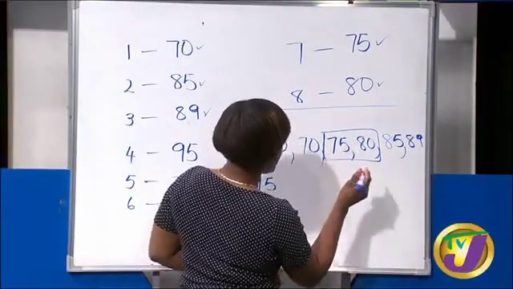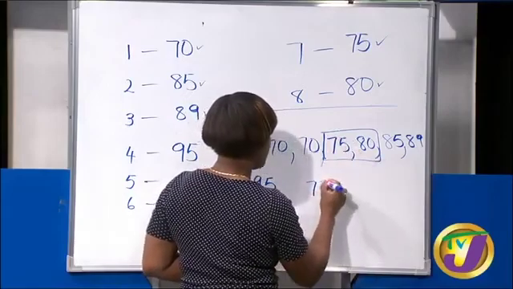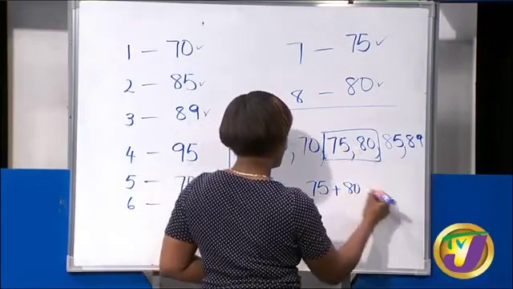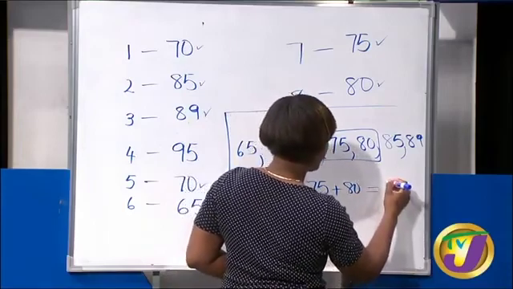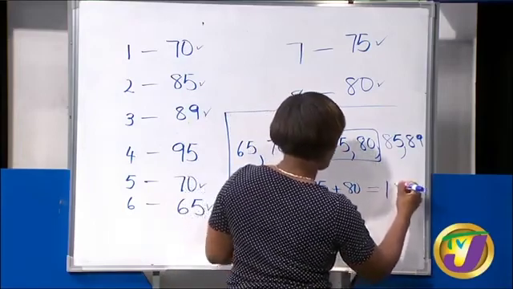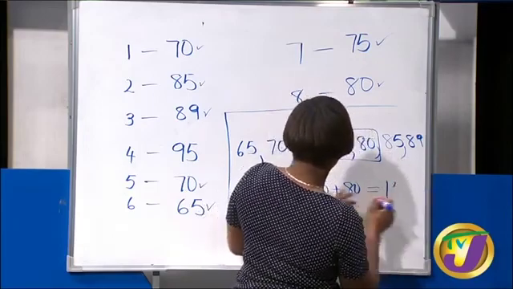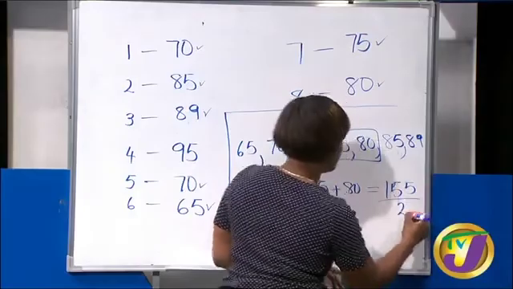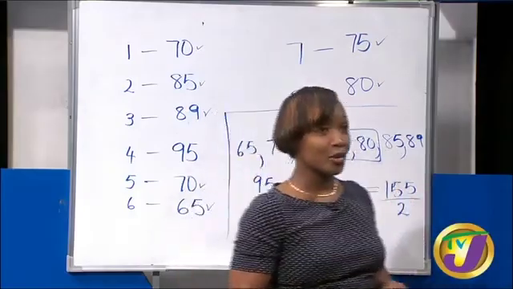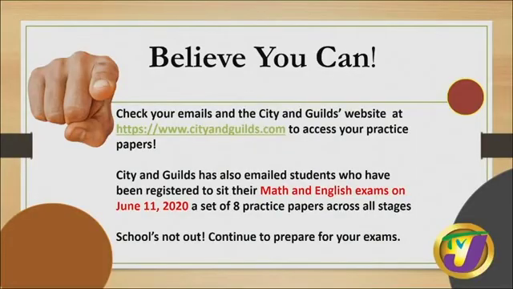That looks correct. All right, so we would put 75 plus 80, which would give us, what is that? Let's just add that. 155. And we would find the mean of that score. School's not out. Continue to prepare for your exam.